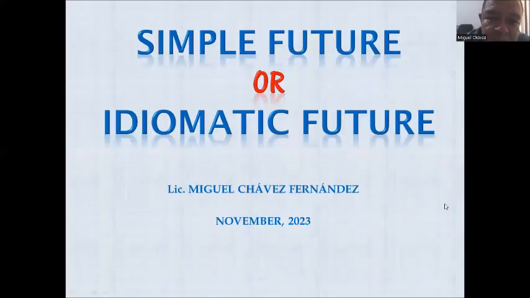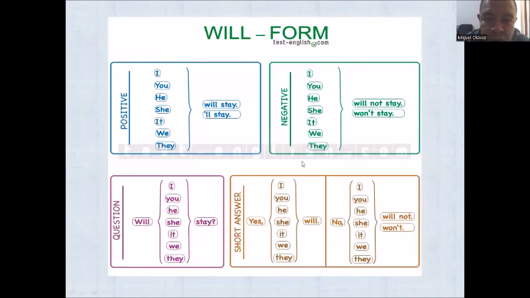Our grammar topic today is the comparison between the simple future and the idiomatic future. The idiomatic future tense is called "to be going to." Then we are going to remember that with will, we use the same structure for any subject: I will, you will, he will, she will, it will, we will, they will.